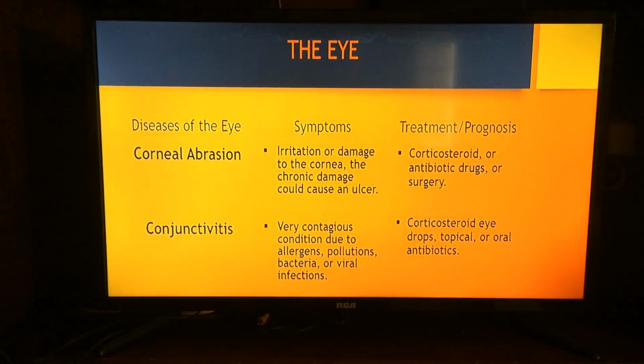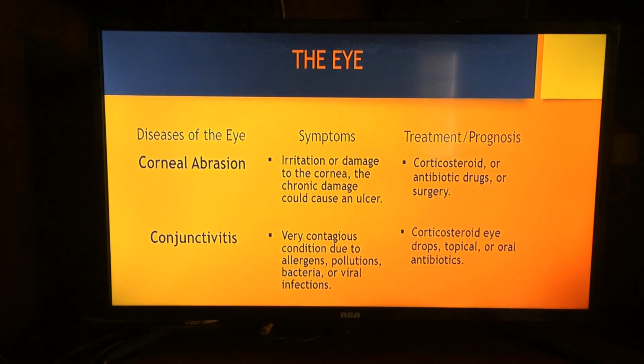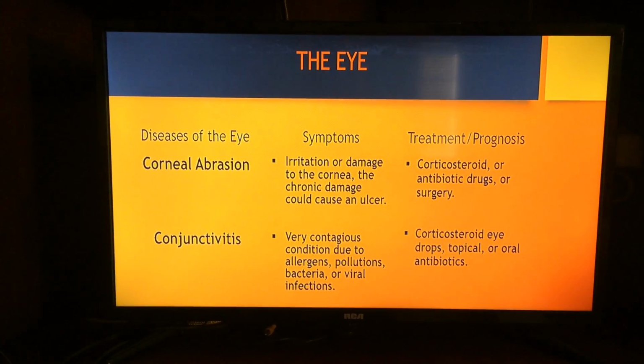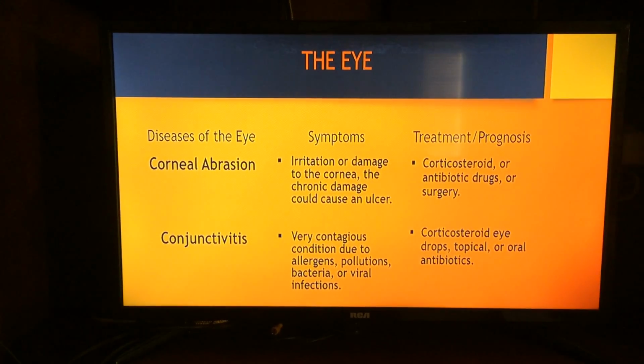Corneal abrasion is irritation or damage to the cornea. The chronic damage could cause an ulcer. Corticosteroid or antibiotic drugs or surgery could be a treatment.